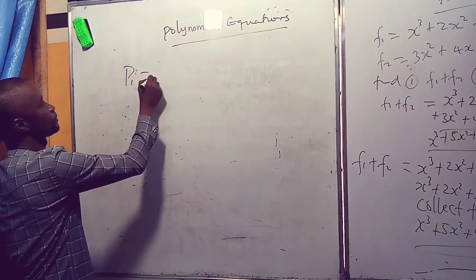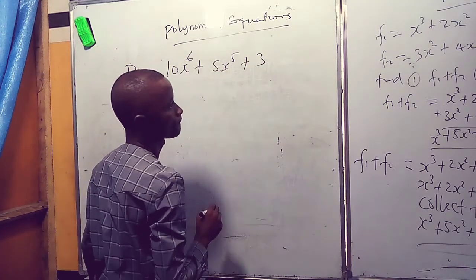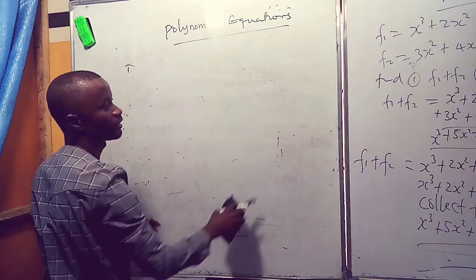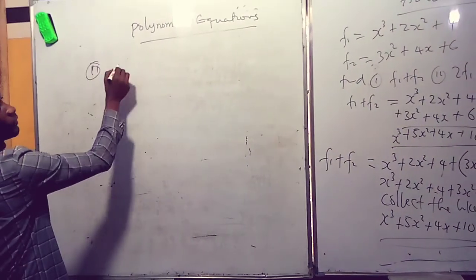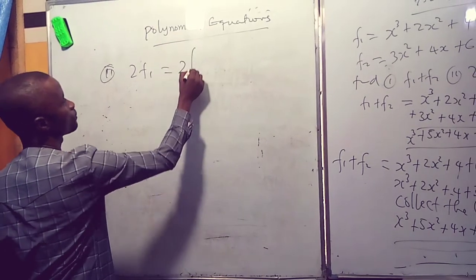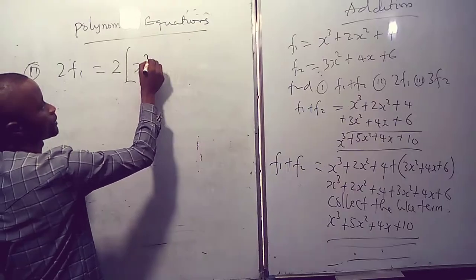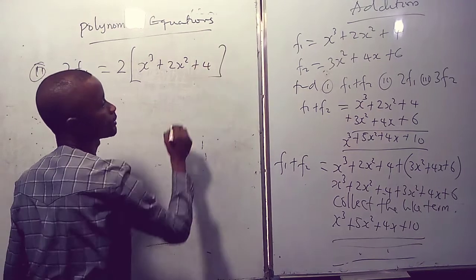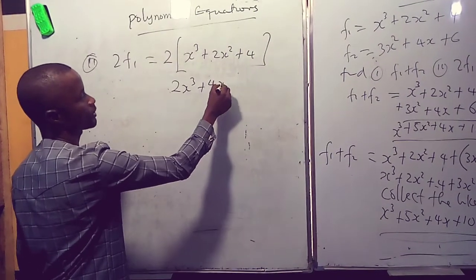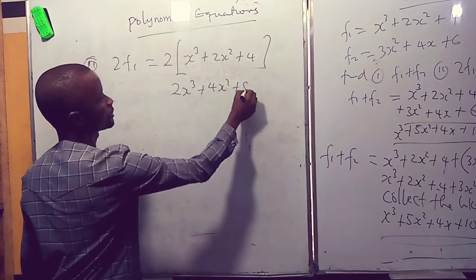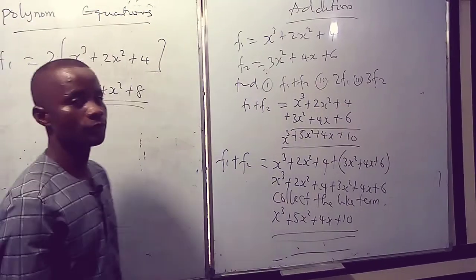In this case, you have P1 equal to 10x raised to power 6 plus 5x raised to power 5 plus 3. Sorry, you are not through with the second one, which is 2f1. 2f1 equals 2 open bracket. What is f1? f1 is x raised to power 3 plus 2x squared plus 4. You close the bracket and then you expand. That will be 2x raised to power 3 plus 2 times 2 is 4x squared, 2 times 4, plus 8. That's the answer. And the third one is 3f2.